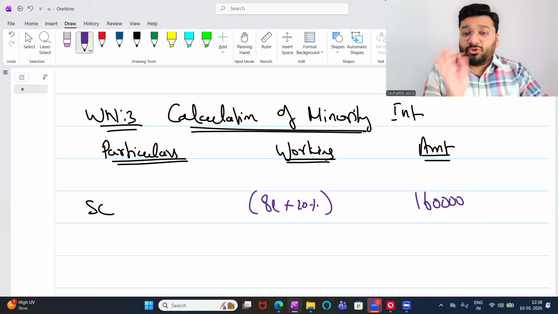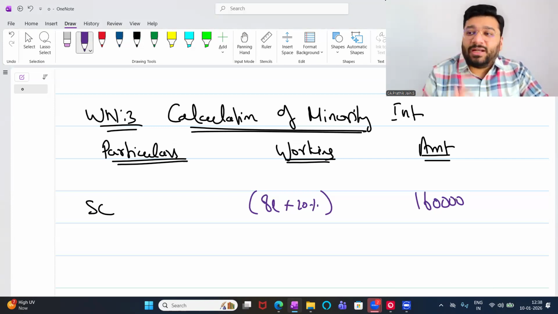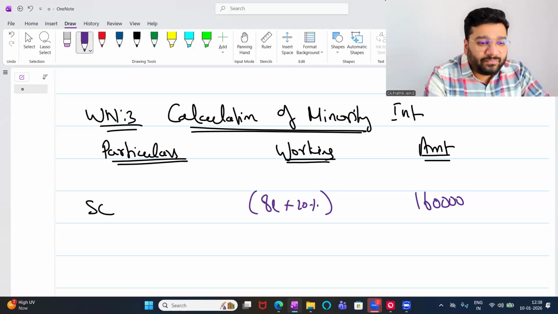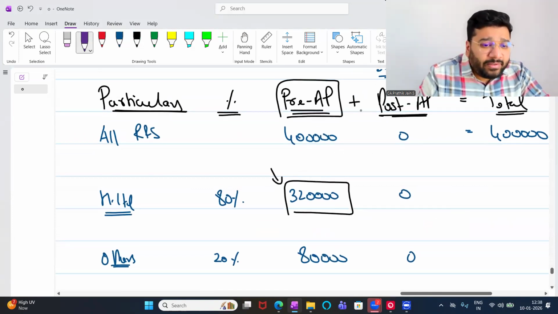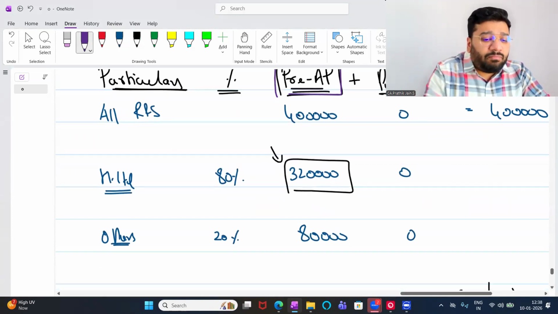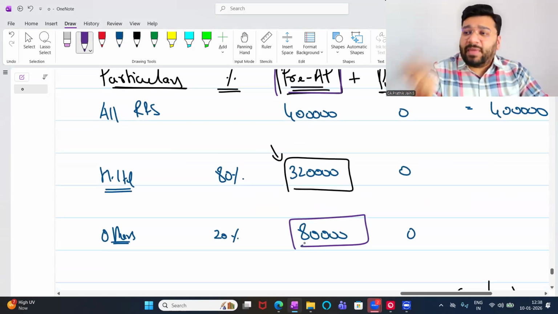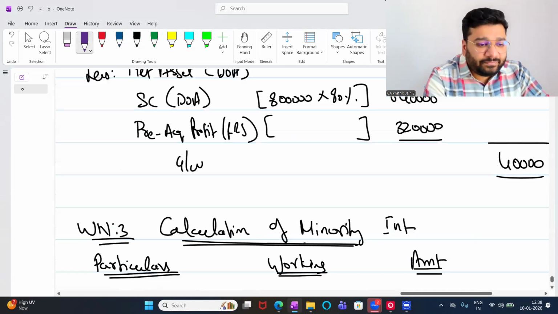In this question, there's no post-acquisition profit, because the acquisition is done today, today is the balance sheet date, and today is the consolidation. So post will not come. Post is zero here. What is pre now? Sir, we don't need to calculate it; it is already calculated. Pre-acquisition profit of minority is 80,000. From the AOPL, we can take the data.